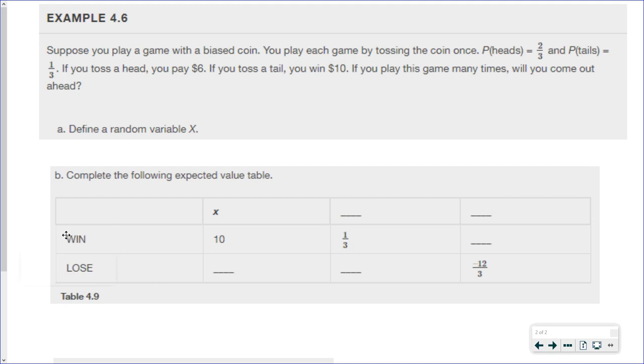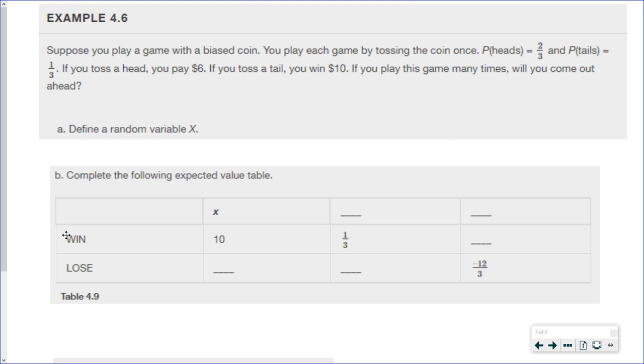I'm now going to do example 4.6. Suppose you play a game with a biased coin. You play each game by tossing the coin once. The probability of receiving a heads is 2/3, and the probability of a tails is 1/3.